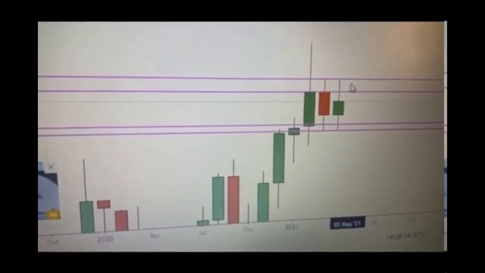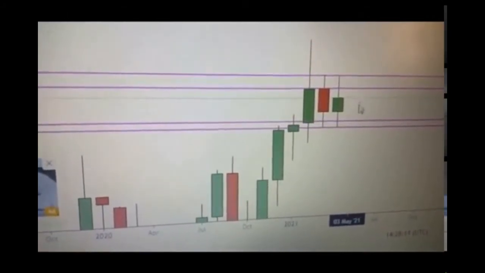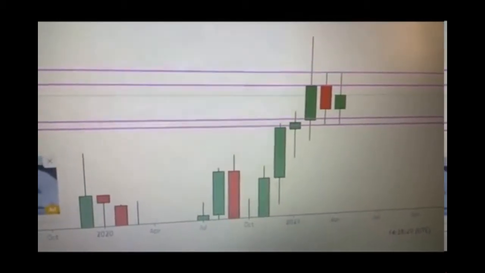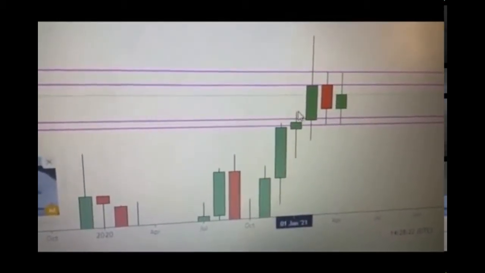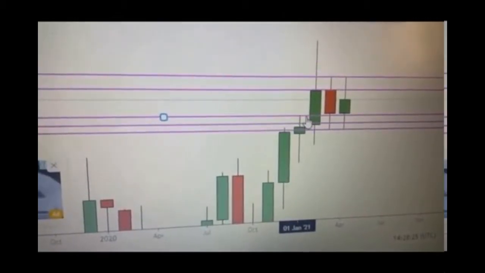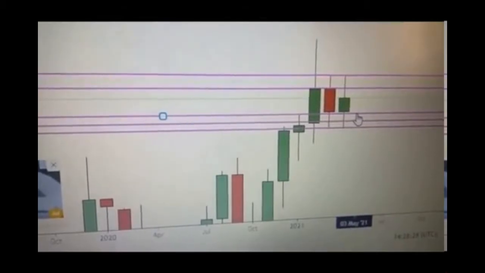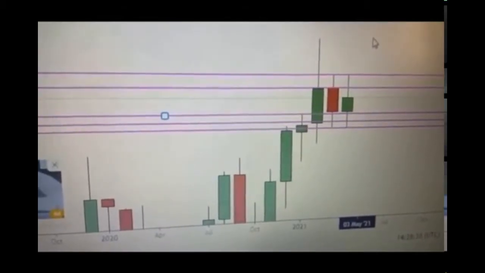If it touches this zone, I know I'm going to sell. If it moves all the way down, I know this candlestick will only move down to probably touch this wick, because the market literally gives birth to candlesticks only for them to touch wicks. It's going to get here, touch a wick, and then I know for a fact that we're going to push up again.